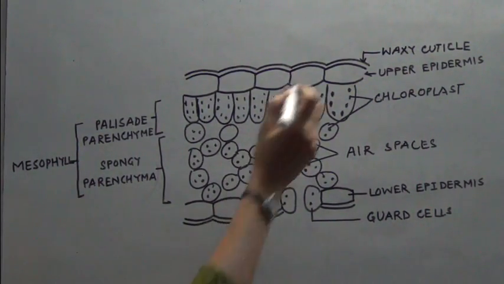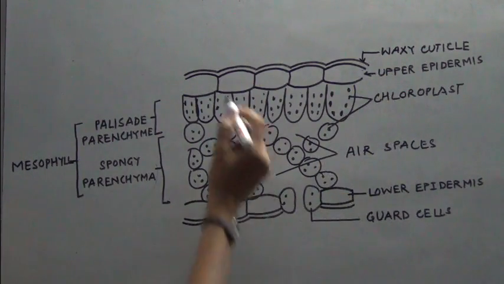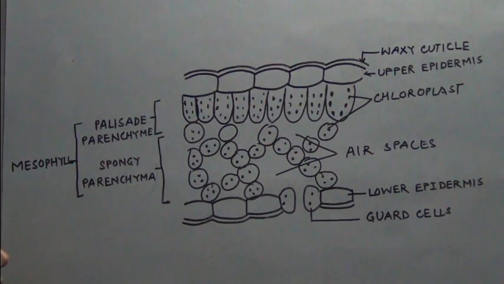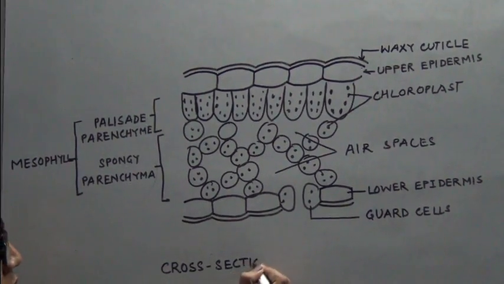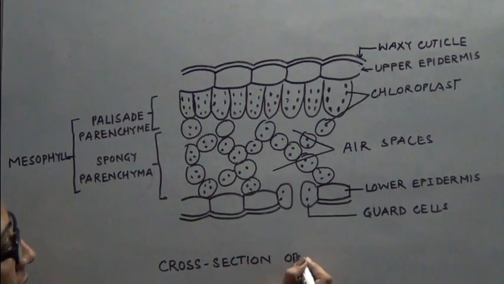So the leaf is made up of upper epidermis, mesophyll, lower epidermis. So this completes the diagram of cross section of a leaf.